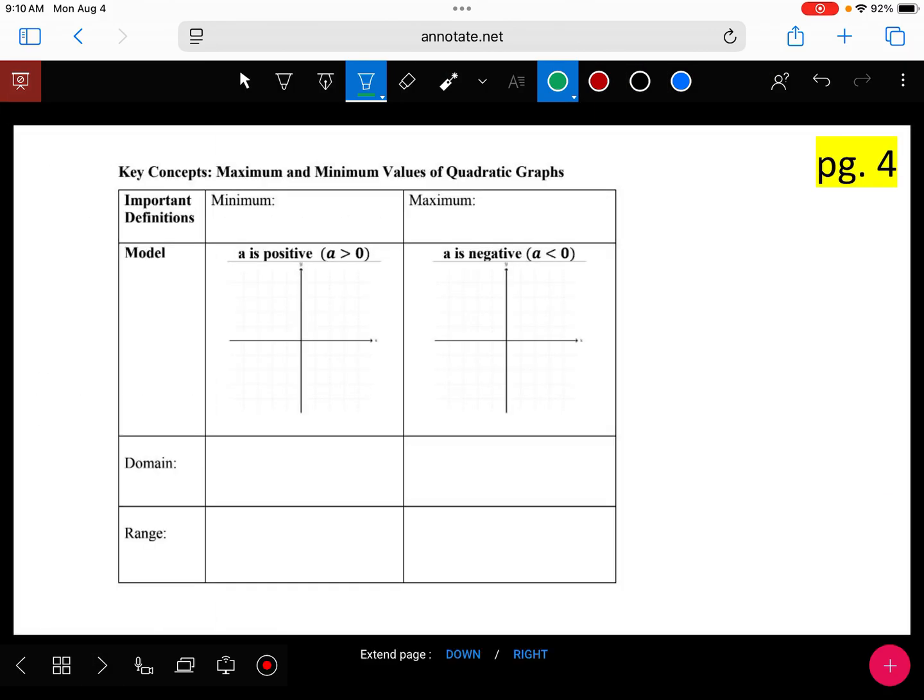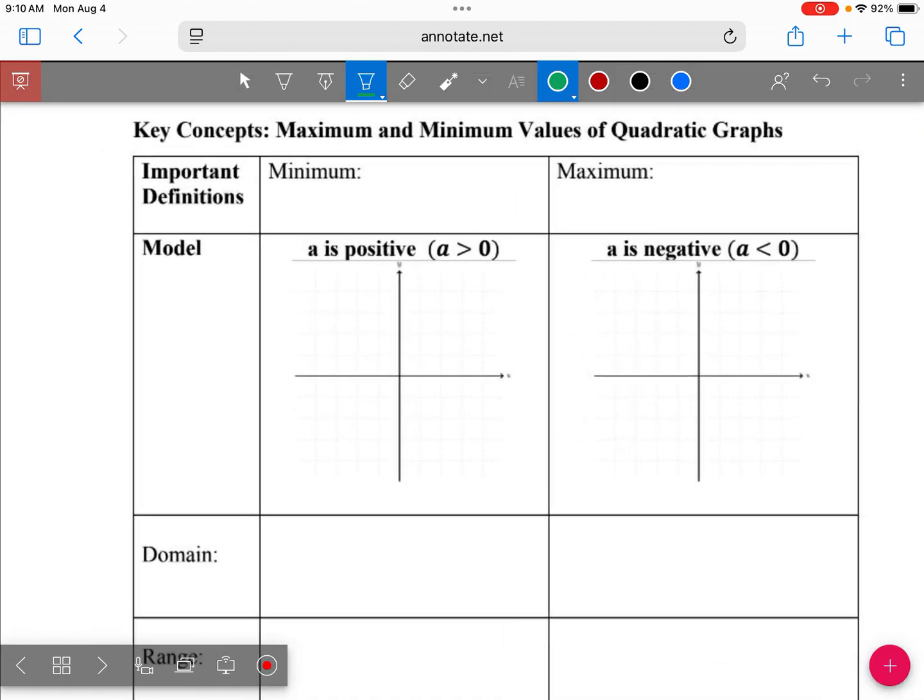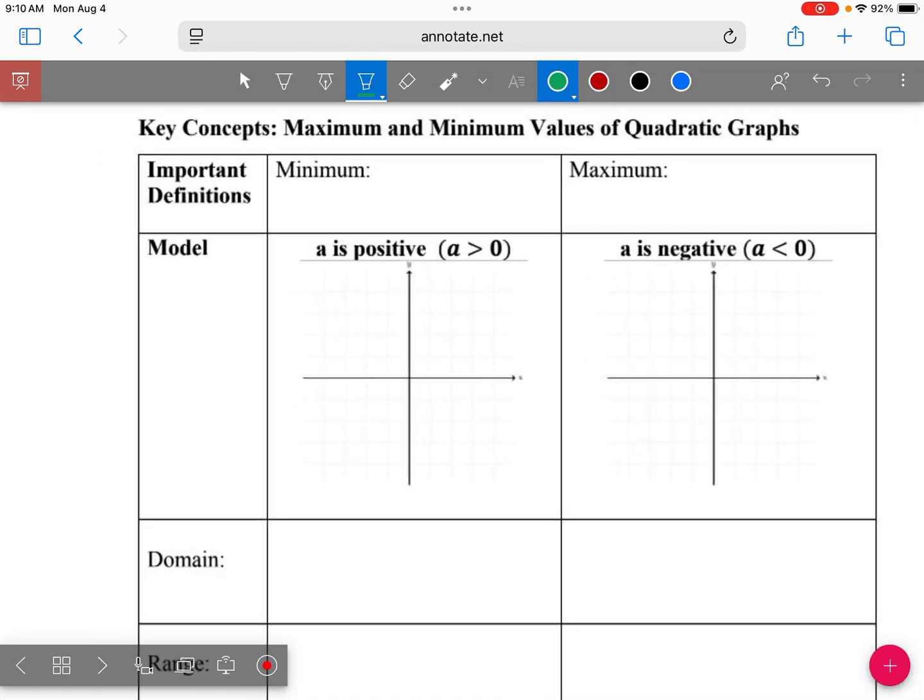So let's talk about the 2 different types of parabolas you can have. The first one looks like a smile. When it looks like a smile, the minimum would be your lowest point.